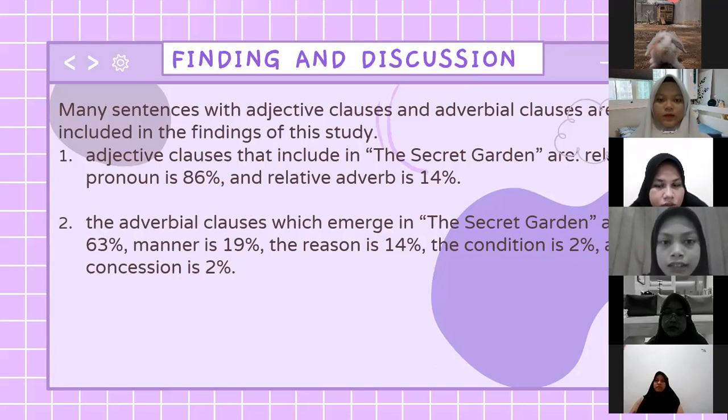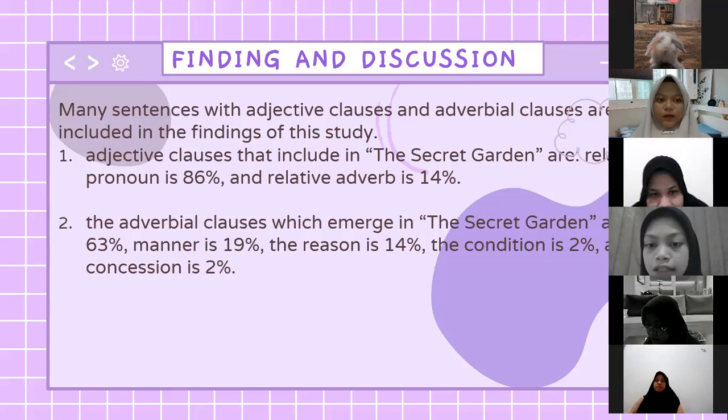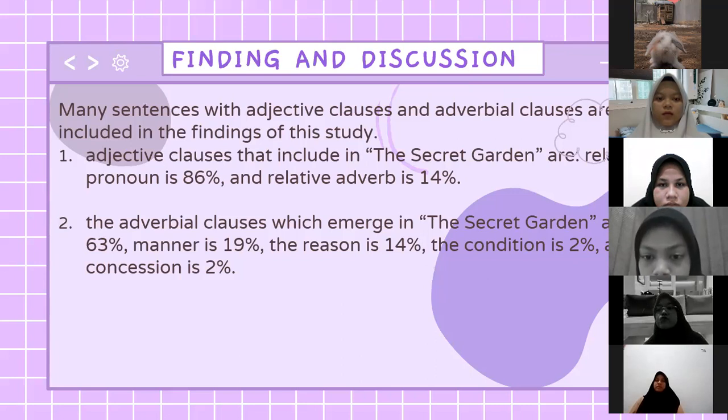Finding and discussion. Many sentences with adjective clauses and adverbial clauses are included in the findings of this study. The first is the adjectival clause. In The Secret Garden by Frances Hodgson Burnett, the writer concludes that the adjective clauses collected can be divided into two: relative pronoun and relative adverb.